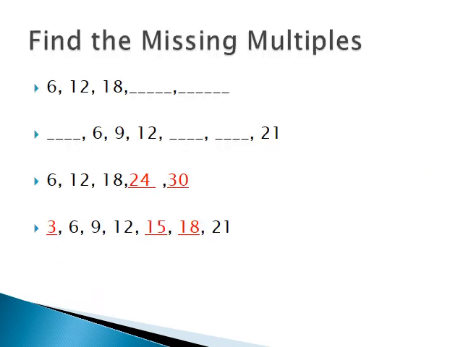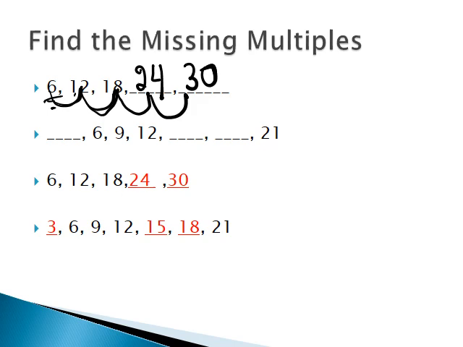Find the missing multiples. Observe, then write the missing multiples. 6, 12, 18. So here we have multiples of 6. So 6, 12, 18. Then skip count by 6, we'll get 24. Skip count by 6, we'll get 30. So here we have multiples of 6.